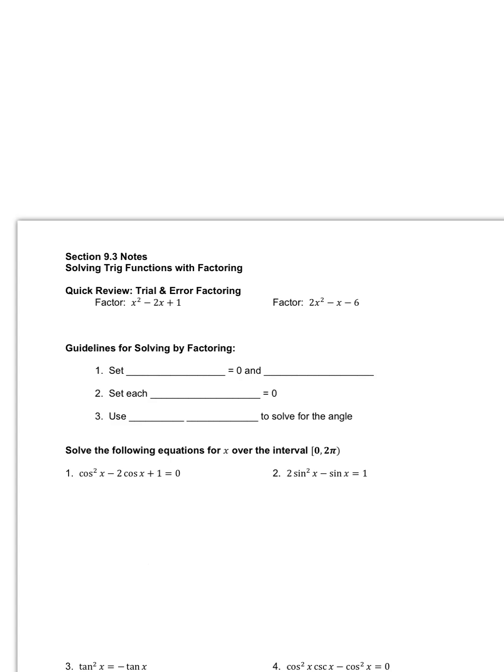Solving trig functions with factoring. Let's do a quick review. I have two parentheses to factor this trinomial. The coefficient in front of x squared is 1, and the factors of 1 are just 1 and 1, so we can just put an x here and an x here.